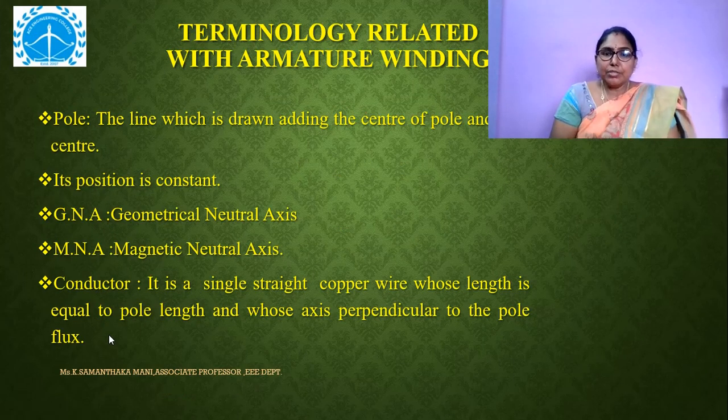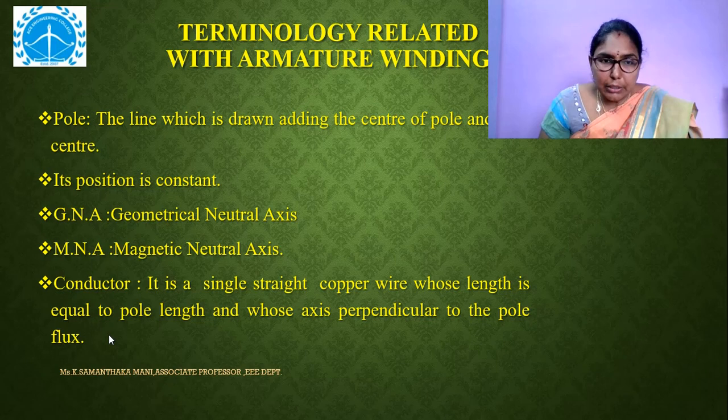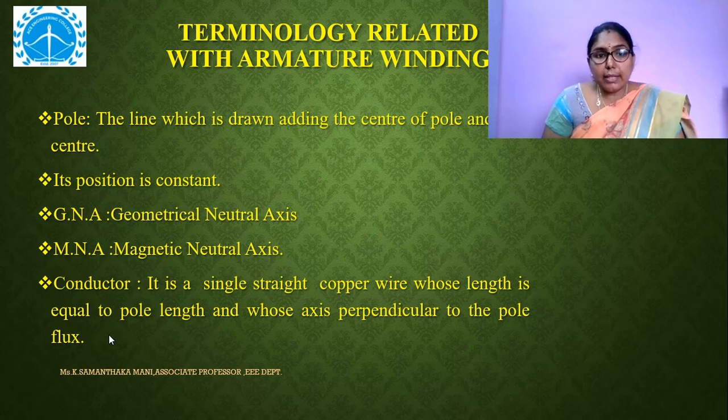The line which is drawn along the center of the pole and core center, its position is constant, is the geometrical neutral axis, GNA. GNA means geometrical neutral axis and MNA is magnetic neutral axis. And a conductor is a single straight copper wire whose length is equal to the pole length and whose axis is perpendicular to the pole flux. I clearly mentioned in the earlier diagram what the length of the conductor is. A turn will have two conductors.